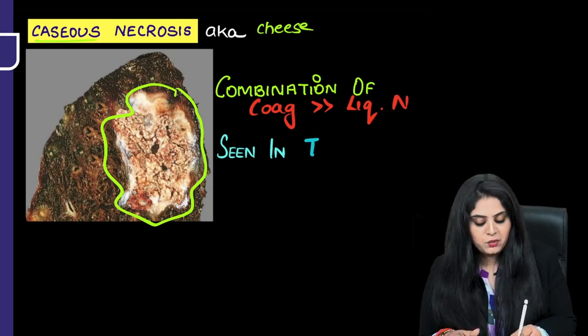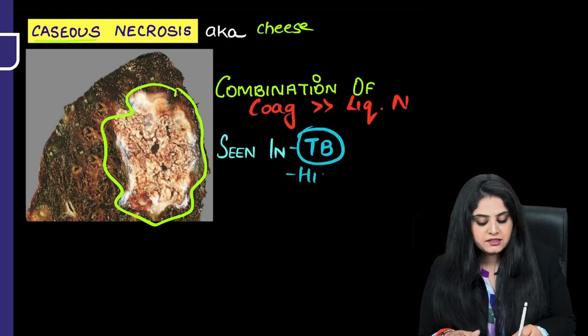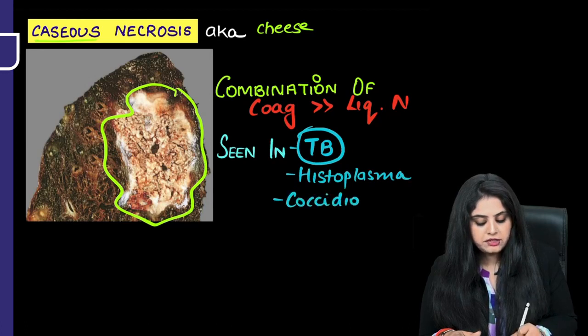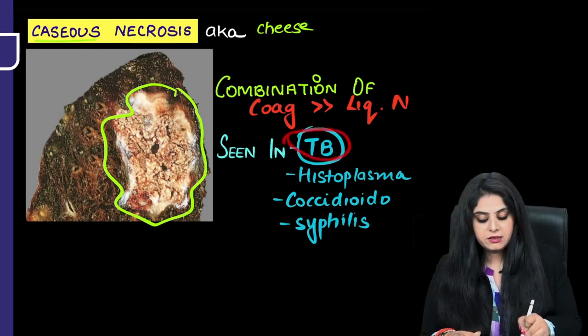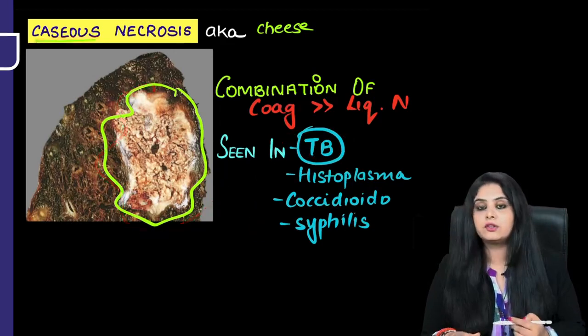Where is it seen? No points for guessing the first one, that is TB. But other than TB, guys, this is also seen in fungal infections like histoplasmosis and coccidioidomycosis. This can also be seen in syphilis. So definitely this is not only TB, it can be seen in a lot of other conditions also. This cheesiness is important for caseous necrosis.